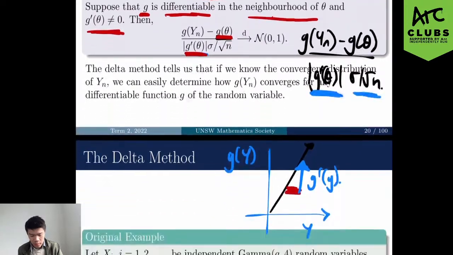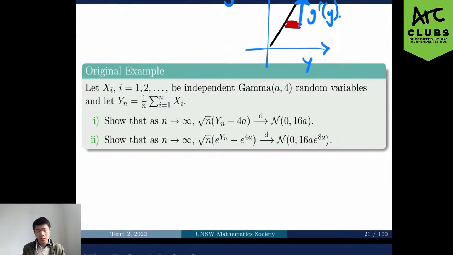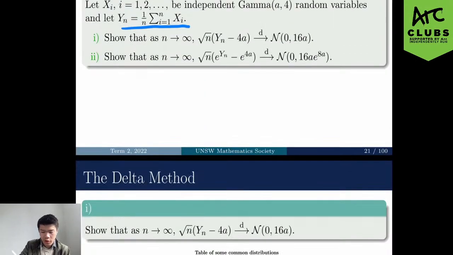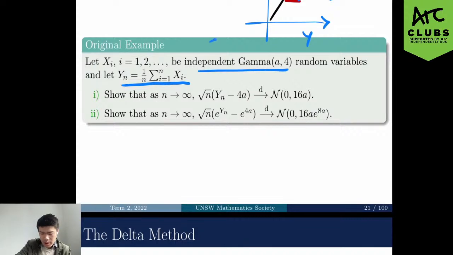Cool. So a nice example with gamma random variables. The first one is just trying to find out the distribution of the sample mean, because yn is our sample mean. We've got independent random variables, they're IID. So you guessed it, we're going to use a CLT.